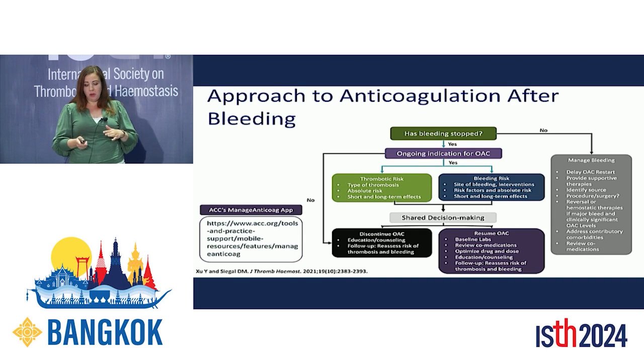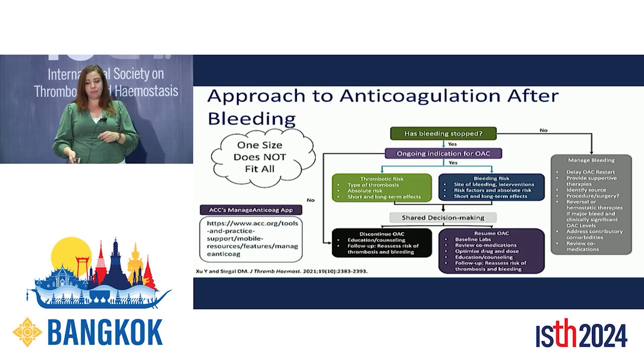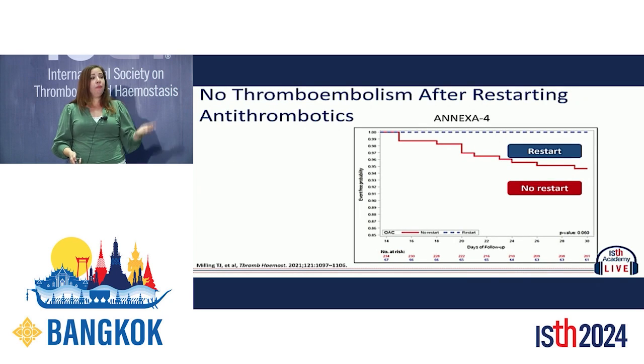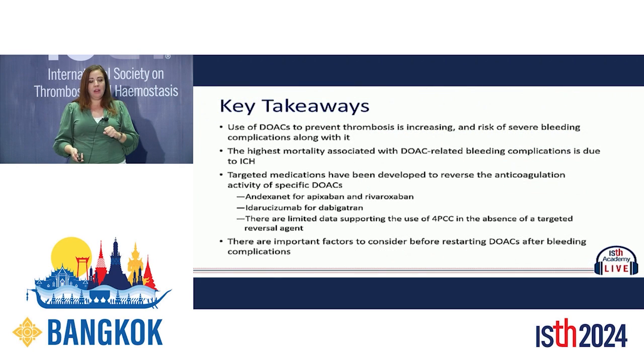Shared decision-making with patients and caregivers, and the folks who also participate, neurosurgeons, gastroenterologists, is very helpful. So finally, if we start anticoagulants after bleeding, it appears that we reduce the risk of thrombosis. This shouldn't be a surprise to us. These are data from the Annexa-4 trial, in which individuals who had restarted anticoagulation, there were no thrombotic events in that group. So I'll just end here. I think I'm on schedule. And I'll leave out these takeaways.